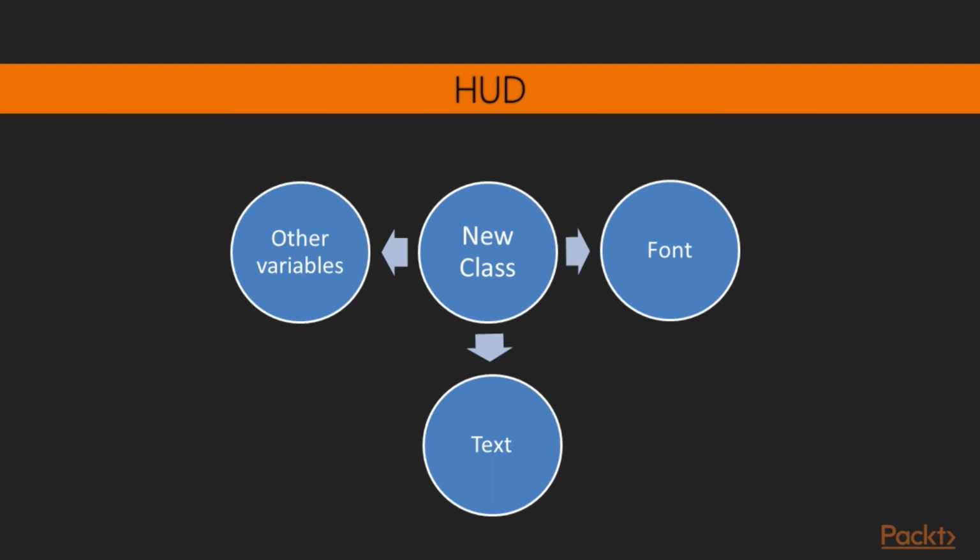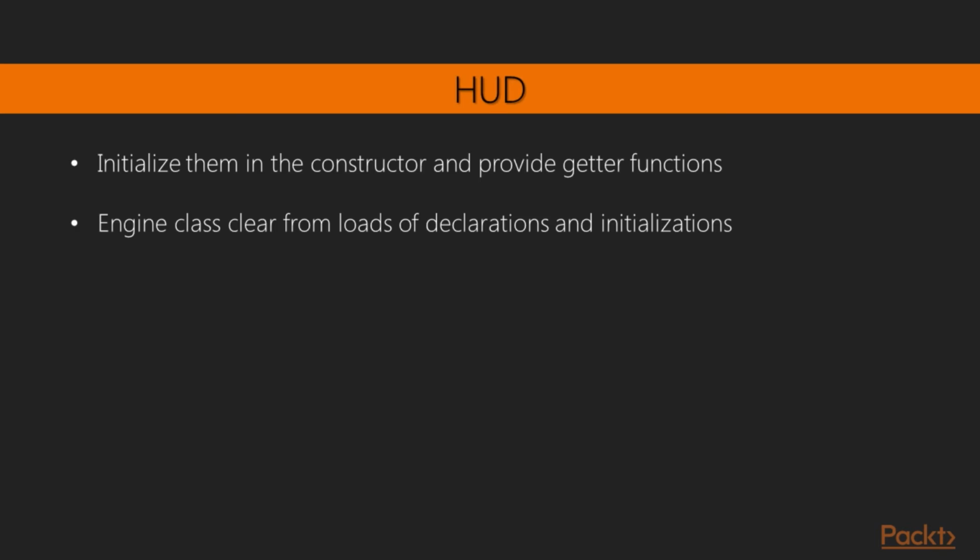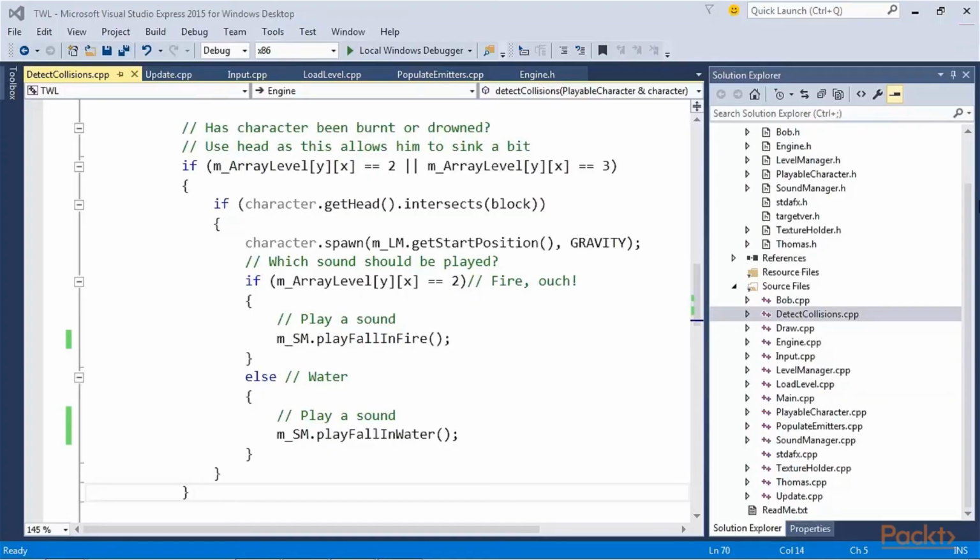If we declare all the font, text, and other variables as members of this new class, we can then initialize them in the constructor and provide getter functions to all their values. This will keep the engine class clear from loads of declarations and initializations. Let's get started with coding HUD.h. First, we will code the HUD.h file with all the member variables and function declarations.